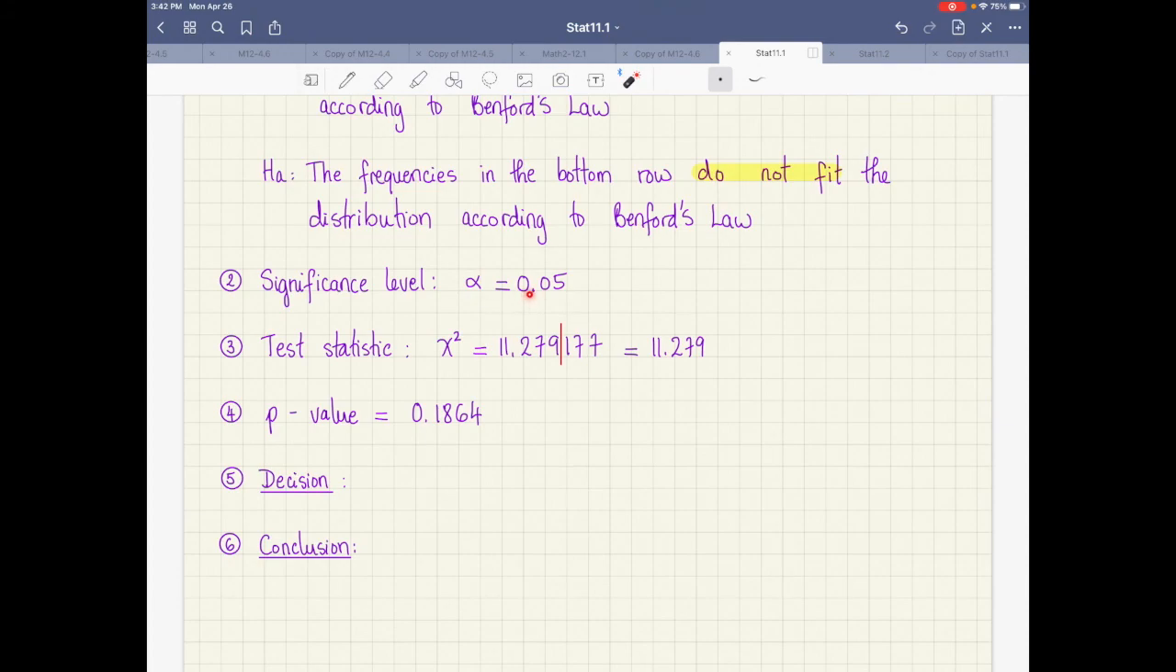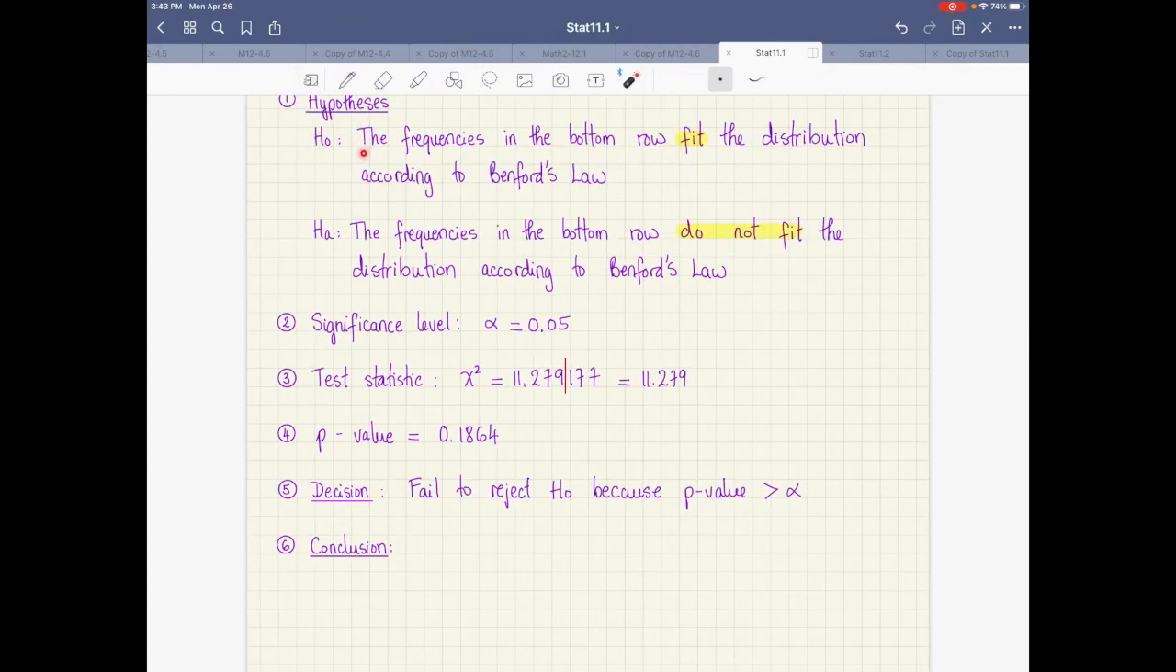P-value is greater than alpha. I will not reject H0. I do not reject H0. That means I believe that the frequencies fit Benford's law.